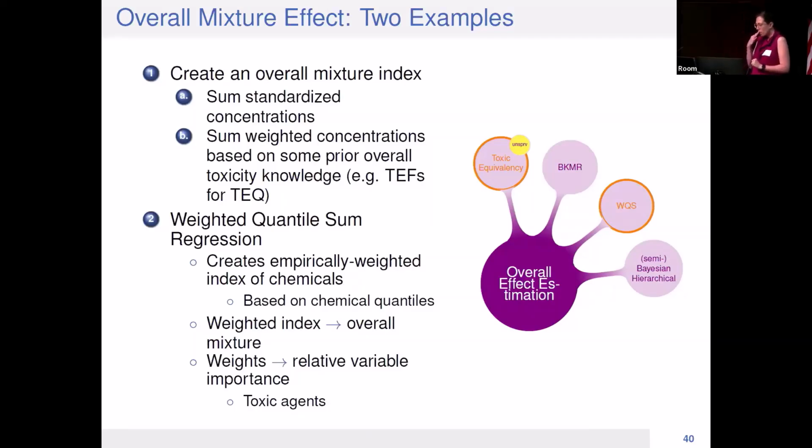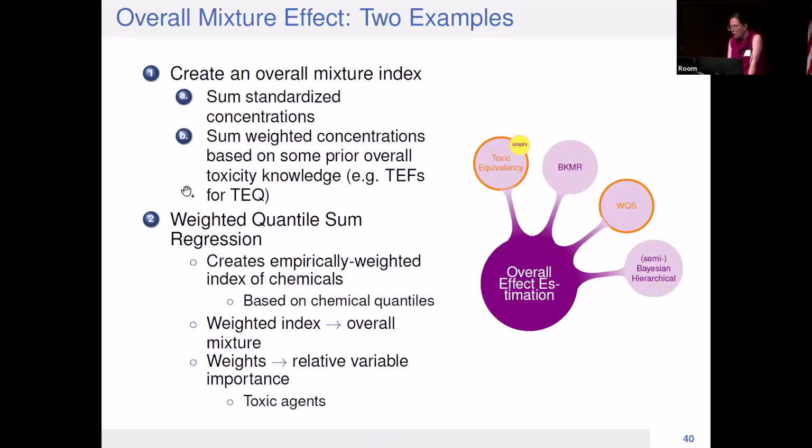I've seen in several papers that people, for example, sum the standardized concentrations of the mixture members. If you have, for example, a mixture of 15 PAHs, you standardize them so they're all on the same scale, sum them up, and that represents your mixture exposure. Another way, and that doesn't work with all mixtures, this is very specific to dioxins, but it's nice. We can sum weighted concentrations based on some prior overall toxicity knowledge, like toxic equivalency factors, for example.